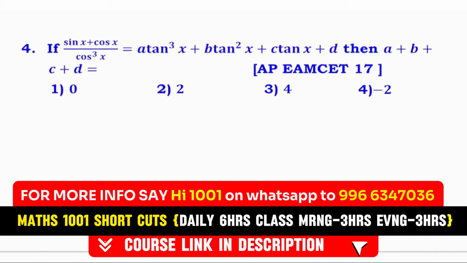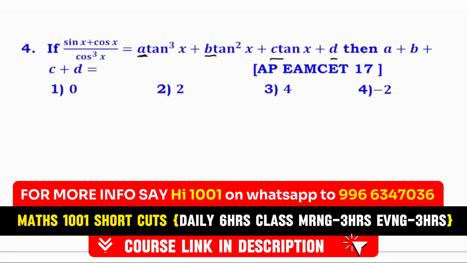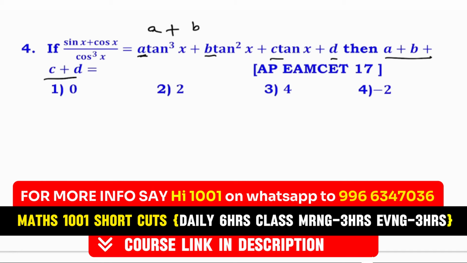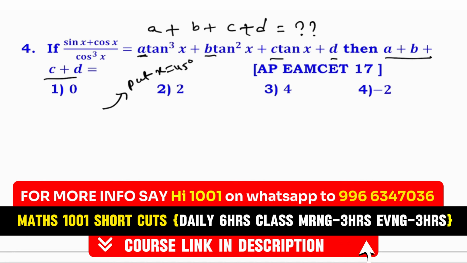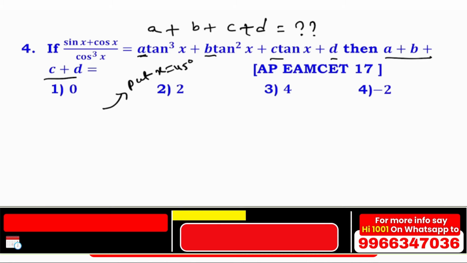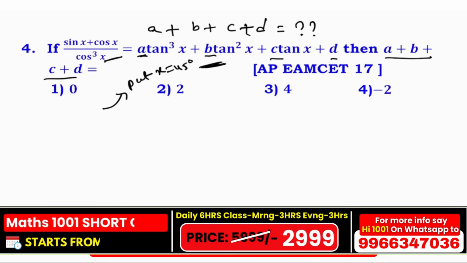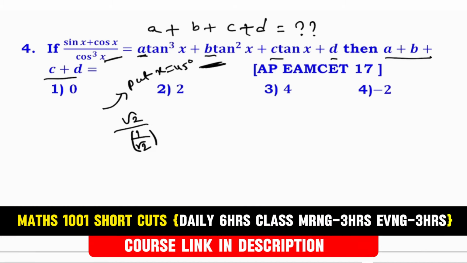Now look at the question very carefully. I need to get the sum A plus B plus C plus D. This is the value they are asking. By putting x as 45 degrees, because tan 45 is 1. When I put 45 on this side, I have to put 45 on this side also. So put 45 that side. Root 2 by 1 by root 2 whole cube. This is becoming 8, or 4? 2 root 2 means 4. It's becoming 4. So the answer is option 3.